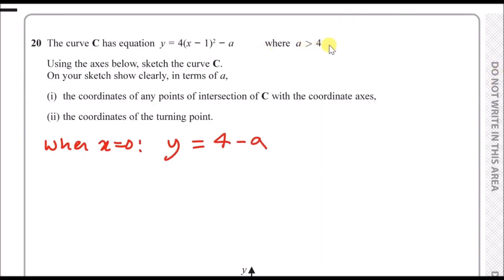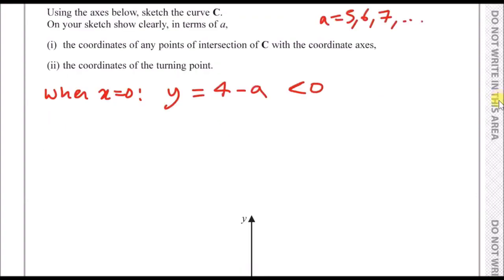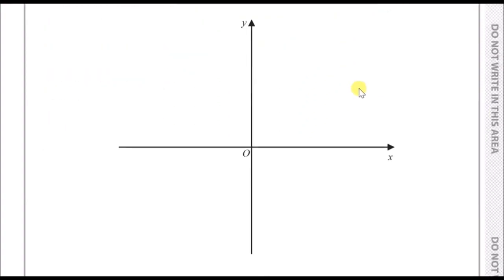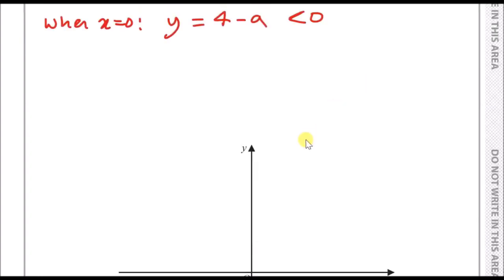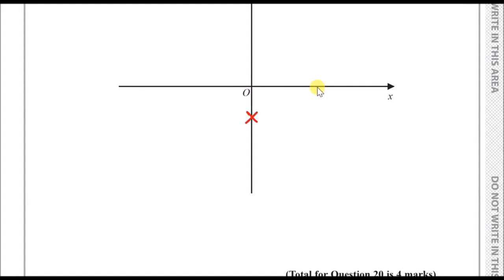And because we know a is bigger than 4, what this is trying to tell us is that a could literally be 5 or 6, 7, and so on. So we can imagine that if a is 5, we've got 4 take away 5, which is -1, or if a is 6, you get -2, and so on. So it's trying to say that this value is actually negative. And since it's negative, this implies that when x is 0, y is going to hit somewhere over here. We don't know where, but we can just call this one 4 minus a, yeah? Okay, so that's our coordinate. When x is 0, y is 4 minus a.